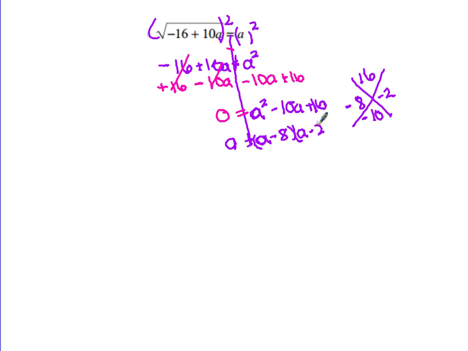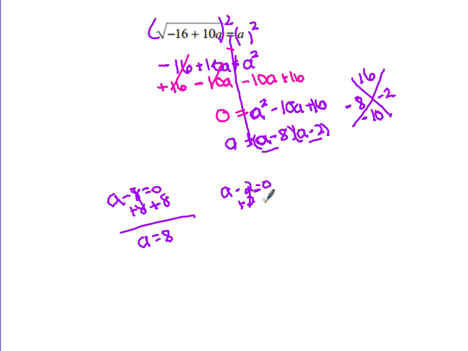And if you remember back to last unit, you have to set each of these equal to 0. So a minus 8 equals 0, so one of my answers is 8. And the other answer is 2. And don't forget that you have to go back and check them.